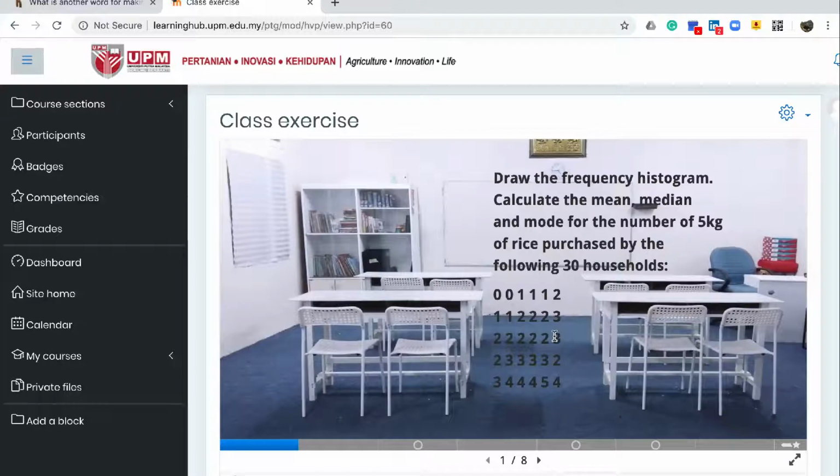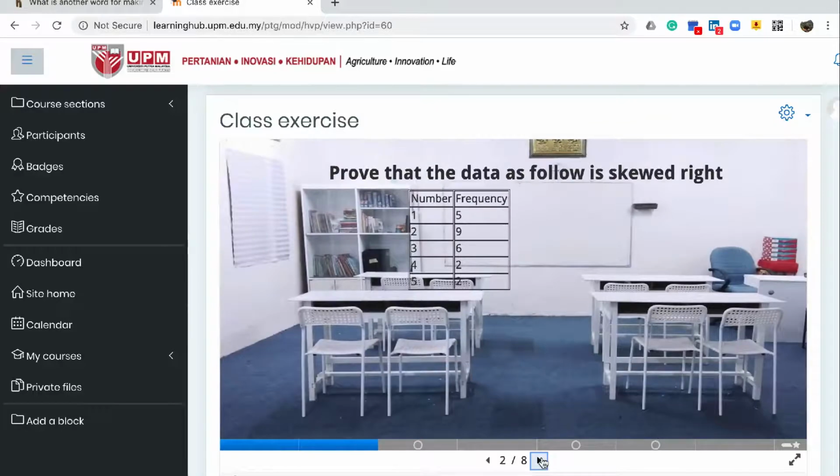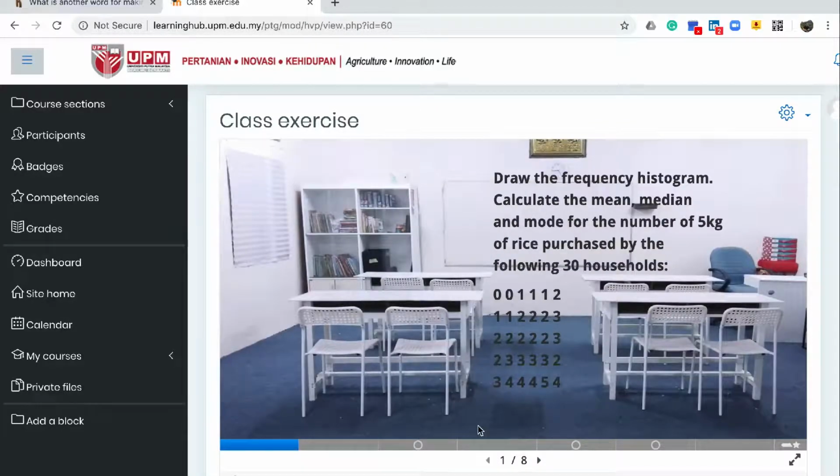Okay, the first question is I want you to draw the frequency histogram and calculate the mean, median, and mode for the number of 5 kg of rice purchased by the following 30 households. So these are the values, and you have to arrange it according to the frequency histogram. And after that, calculate the mean, median, and mode for the data. Okay, after you have calculated it, record it somewhere else.